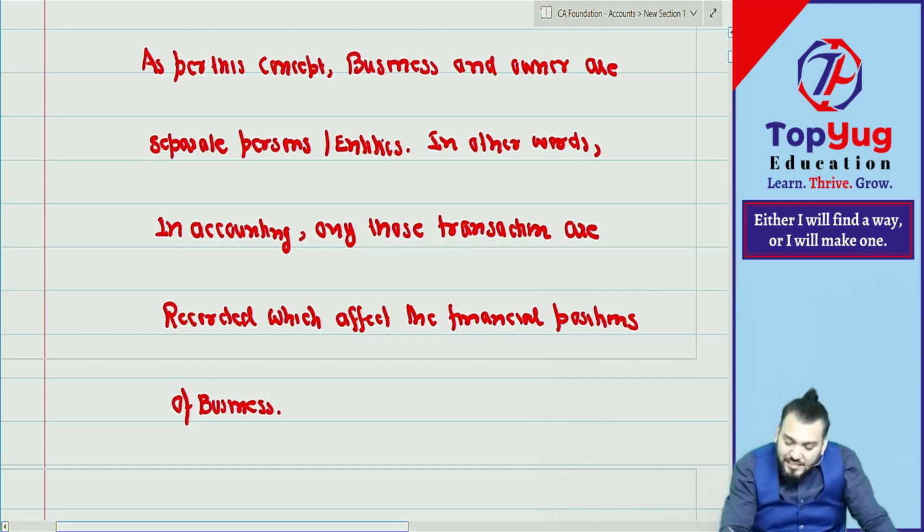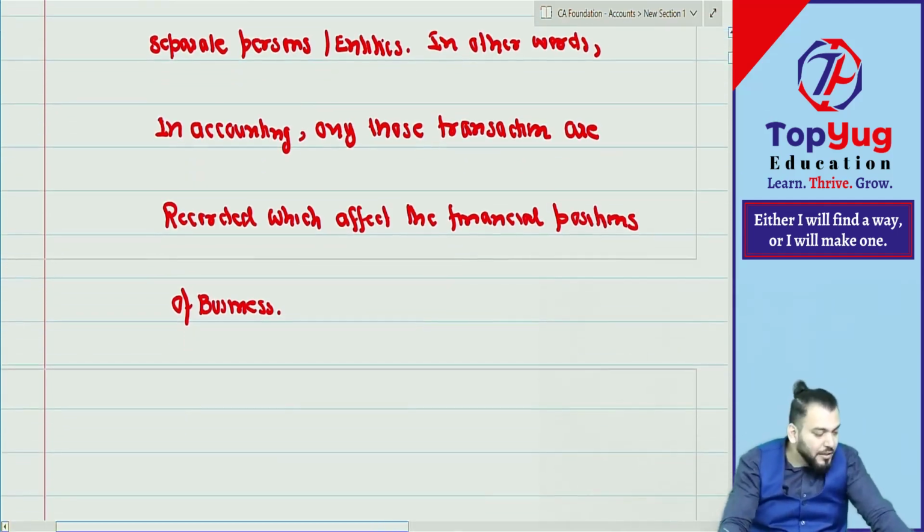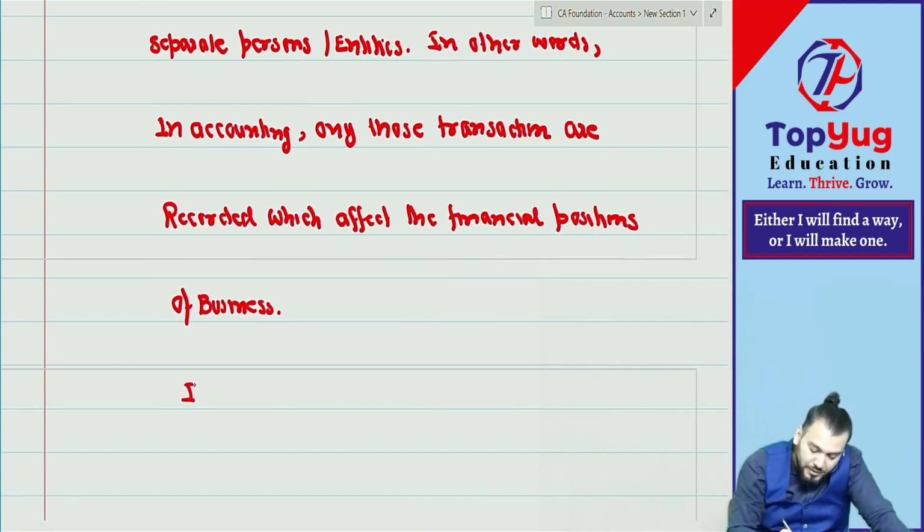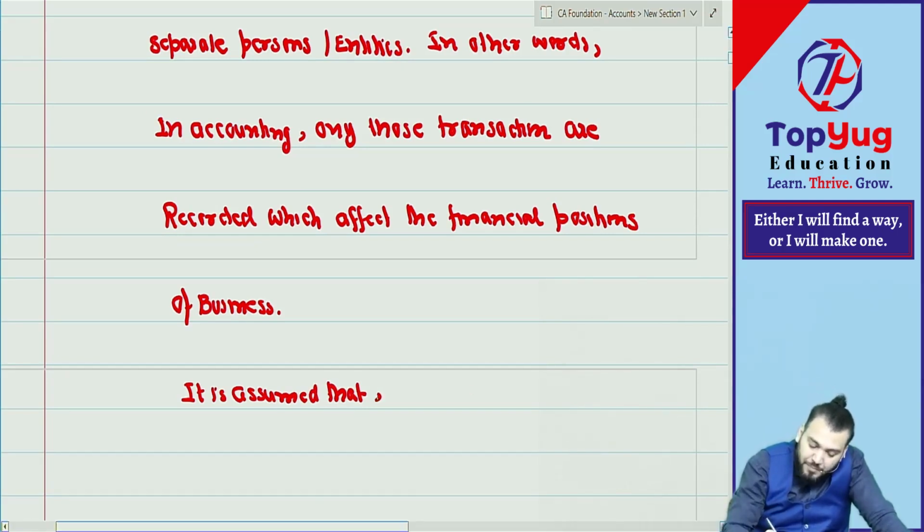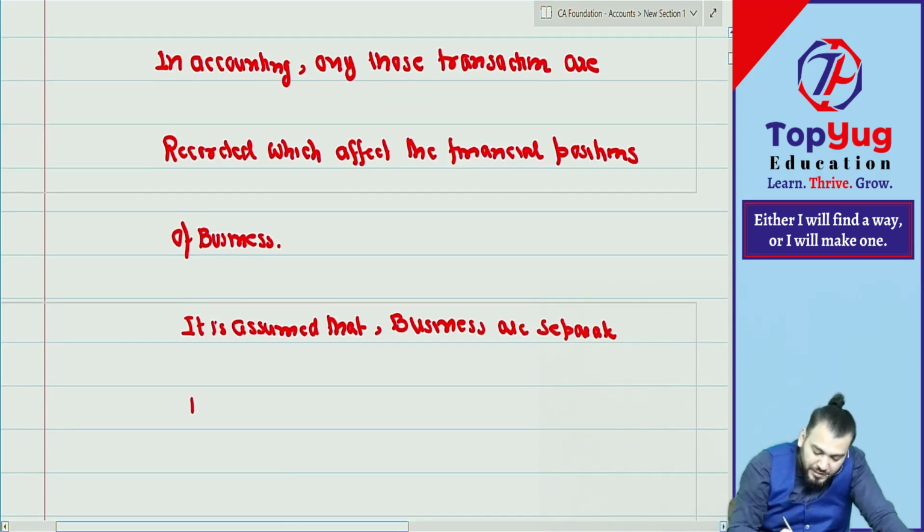So can I say it in this way? It is assumed that business and owner are separate entities. Correct? Other than what?